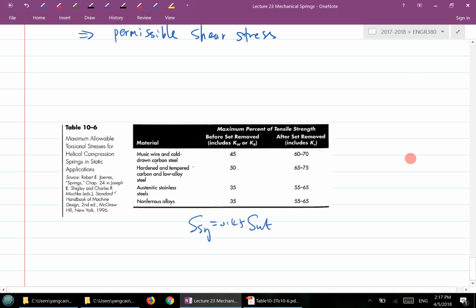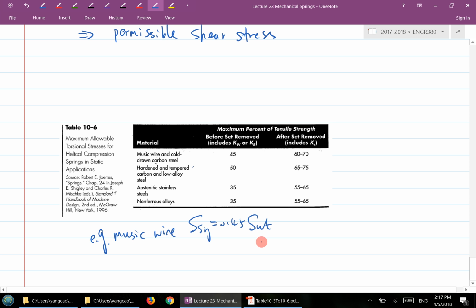So for example music wire, then SSY is equal to 0.45 times SUT. For different materials, hardened or oil tempered, it's 0.5.